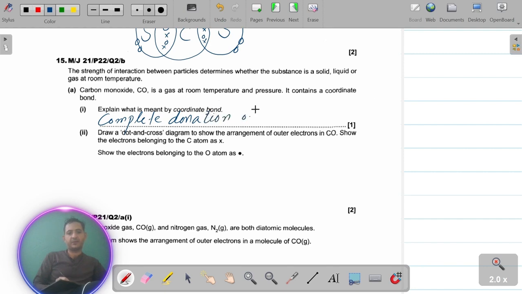Donation of a lone pair, not a single electron. If it were a single electron, that would be the ionic bond. It is a lone pair of electrons.